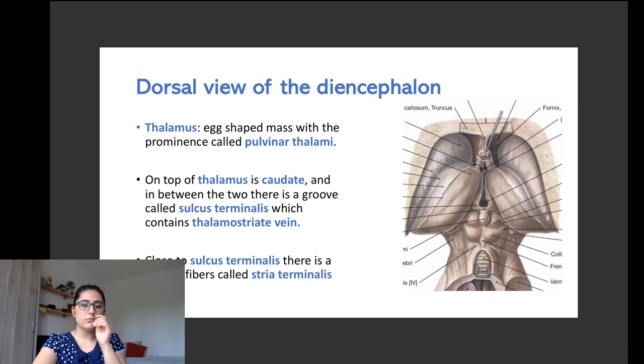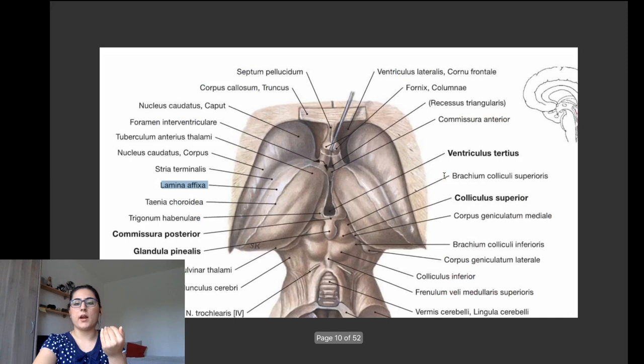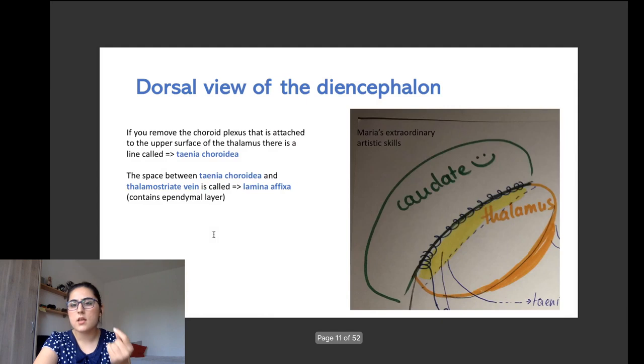Close to the sulcus terminalis, there is a small strip of fiber called stria terminalis. Again, just use your imagination, make a schema where you do that, because here in Sobotta, it only shows the stria terminalis. It doesn't really point out the sulcus terminalis, so I can't really use the book to show it to you, but just imagine another line next to the sulcus terminalis.